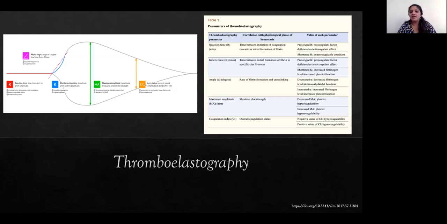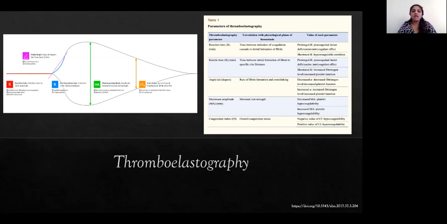And then the coagulation index will give you an idea of whether the patient is tilting more towards hypo or hypercoagulability. There is also, one thing not mentioned in here, the lysis index, and that gives you an idea of how good or bad the fibrinolysis is.